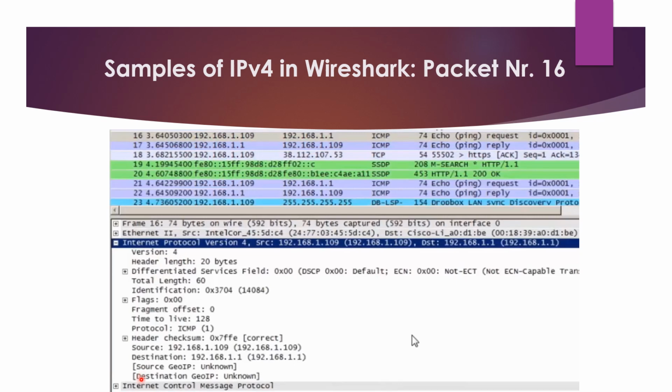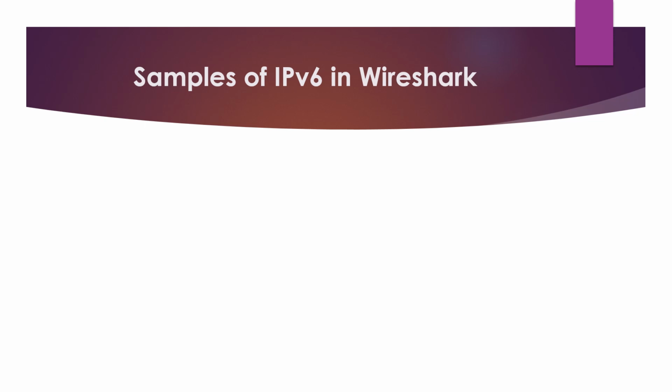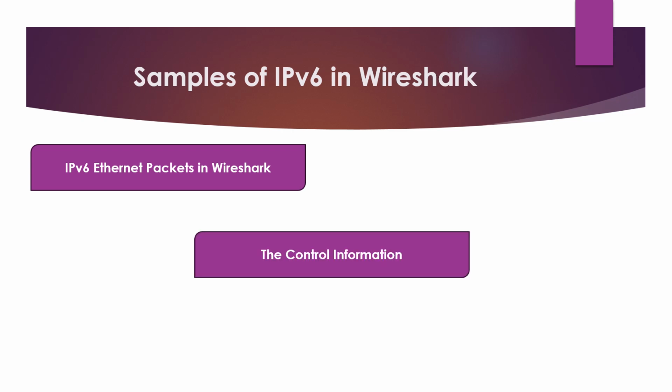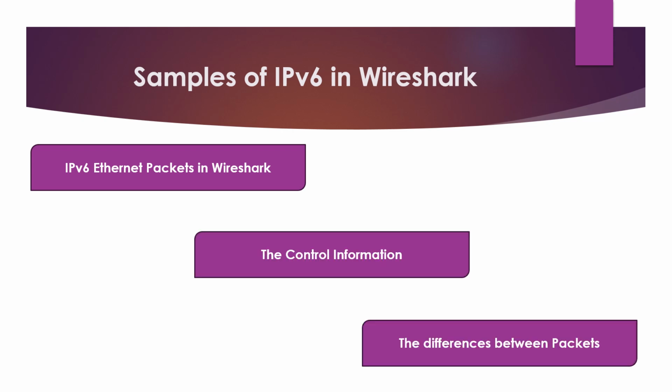And at the upper layer, there is the information about the Internet Control Message Protocol that you can expand and see what's more. And as we go to the samples of IPv6 in Wireshark, we will analyze the IPv6 Ethernet packets in Wireshark, the same as for IPv4. We will see the control information for each of them, and we will see the differences between packets as in the first examples with IPv4.